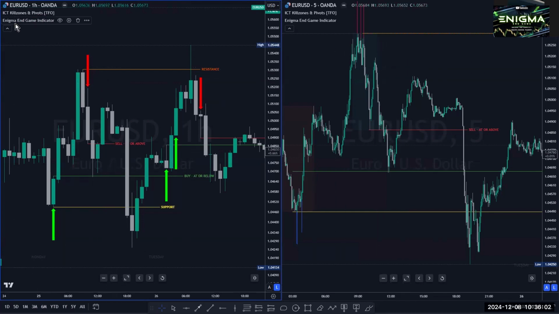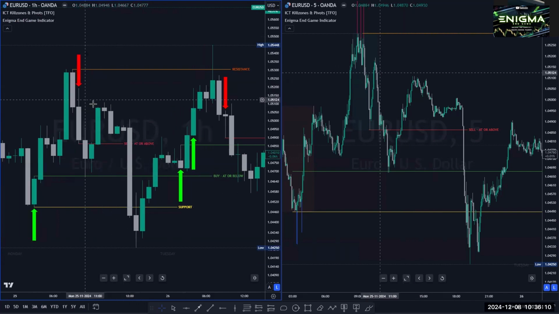Now, support and resistance based on the Enigma Endgame Indicator is observing individual candles' highs and lows. So for example, this candle high and this candle low, that will be the resistance and that will be the support. And then when a candle body, such as the following candle, closes below the previous candle low, it will indicate to us there is a breach. So there is a shift in market structure and there's a bias.